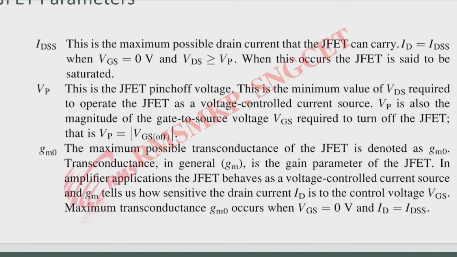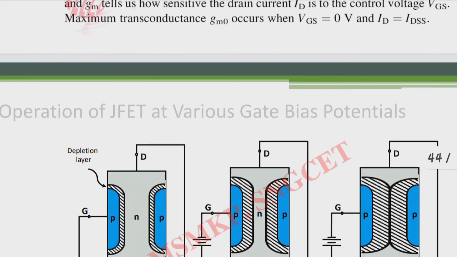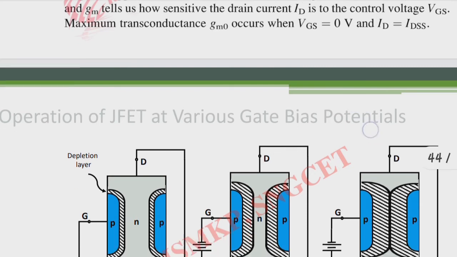gm is the maximum possible transconductance of the JFET, denoted as gm. Transconductance in general is the gain parameter of the JFET. In amplifier applications, the JFET behaves as a voltage controlled current source, and gm tells us how sensitive the drain current ID is to the control voltage VGS. Maximum transconductance gm occurs when VGS is equal to 0 volt and ID equals IDSS.